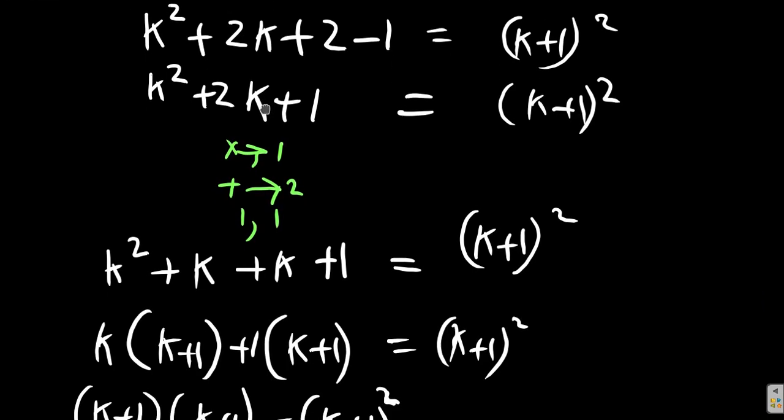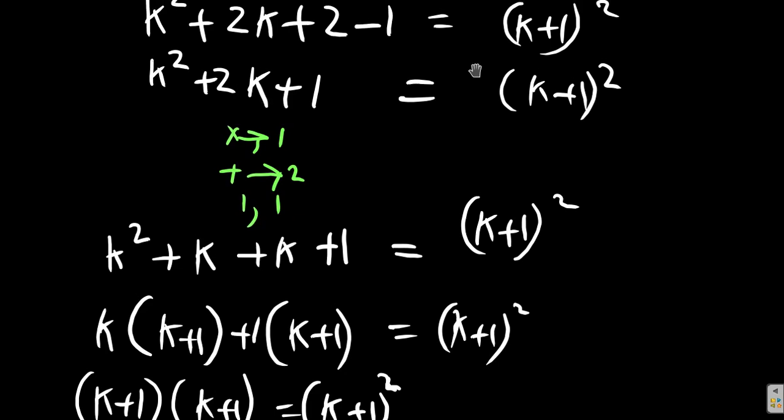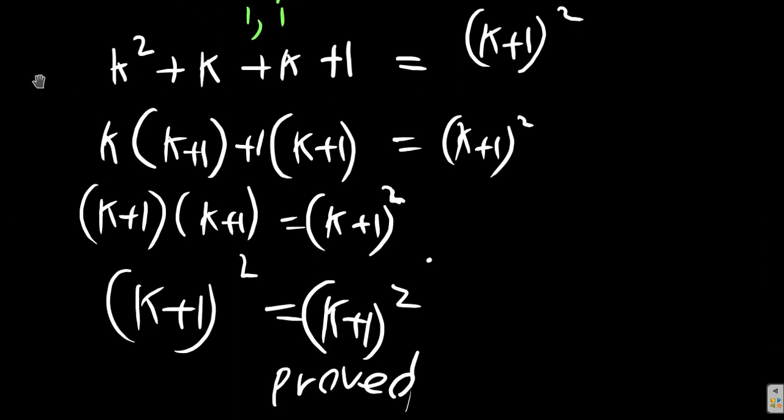Now, you want to come right down to showing it. Right, exactly. So you factorize the k squared plus 2k plus 1. You get k plus 1, then you write it as k plus 1 squared equals k plus 1 squared. And that is your proof. I will see you in the next video.